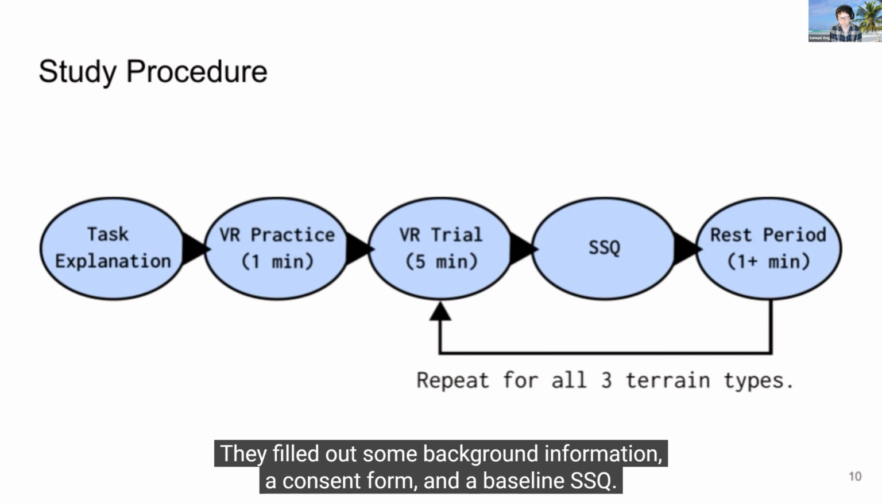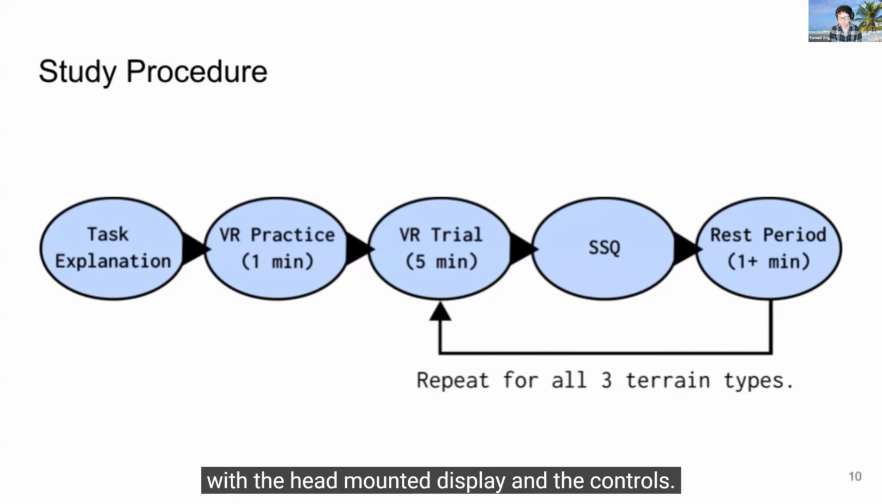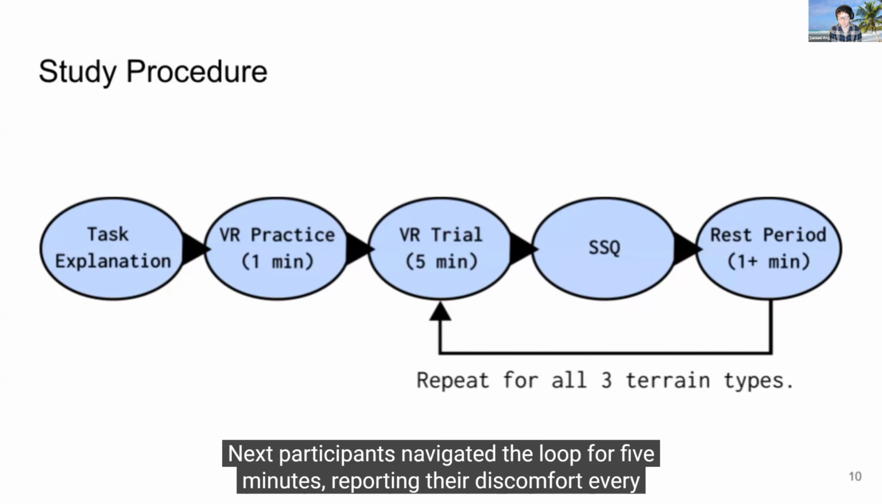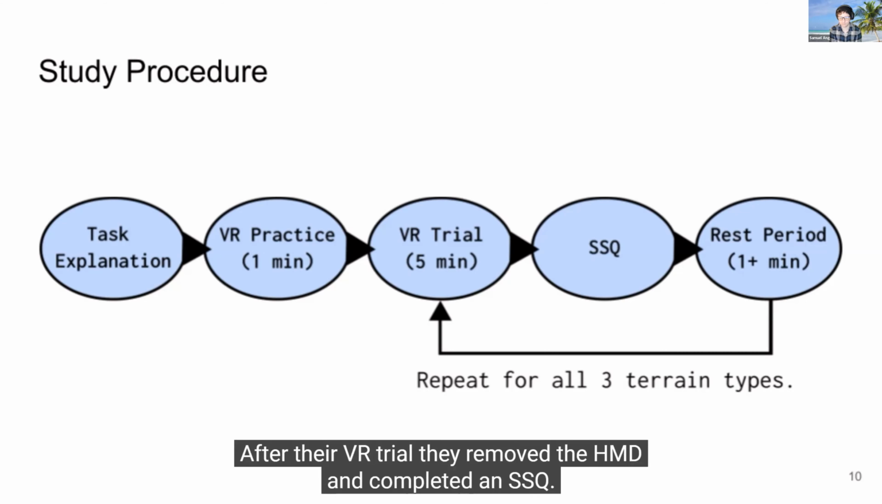They were then fitted with the VR headset. This was followed by a 1-minute-long practice session in VR so that they could become familiar with the head-mounted display and with the controls. Next, participants navigated the loop for 5 minutes under one of the terrain conditions, reporting their discomfort every 30 seconds. After each trial, they removed the head-mounted display and completed an SSQ.